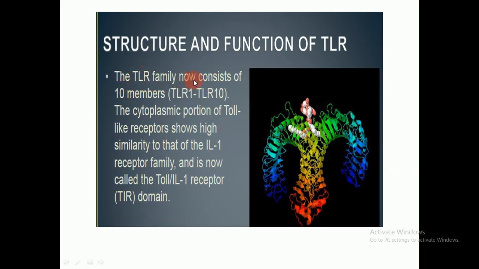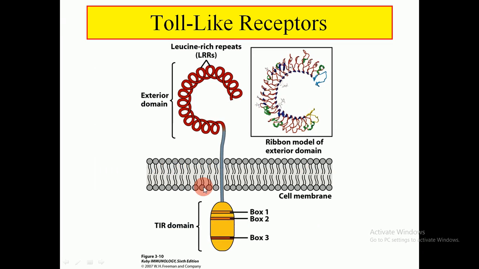The toll-like receptor family now consists of 10 members, from 1 to 10. The cytoplasmic portion of toll-like receptors shows high similarity to that of the interleukin 1 receptor family, and is now called the toll-like receptor interleukin 1 receptor domain. And here is the structure of toll-like receptor. This is the extracellular region, the transmembrane region, and the intracytoplasmic part.